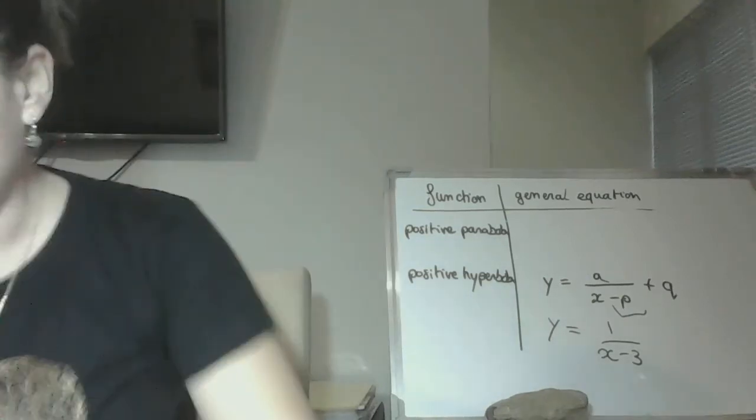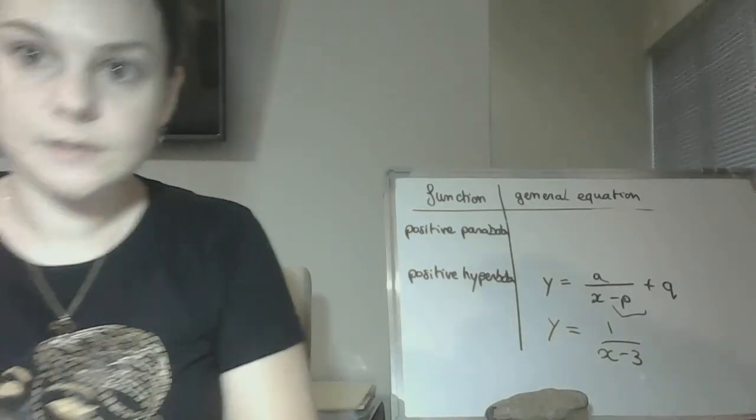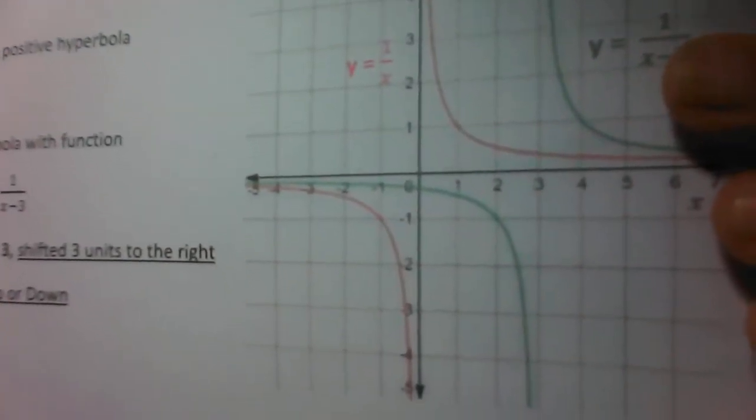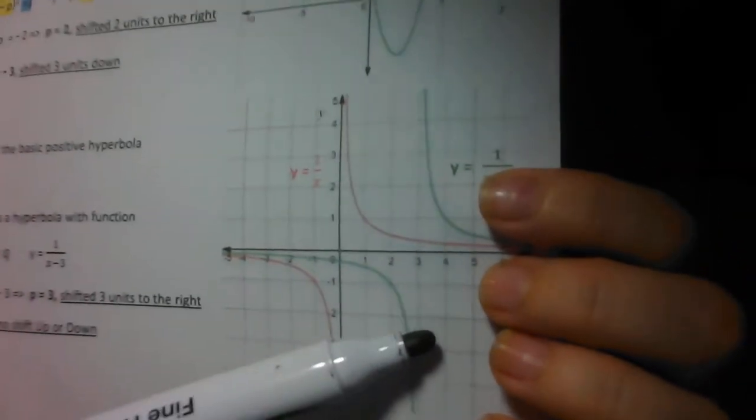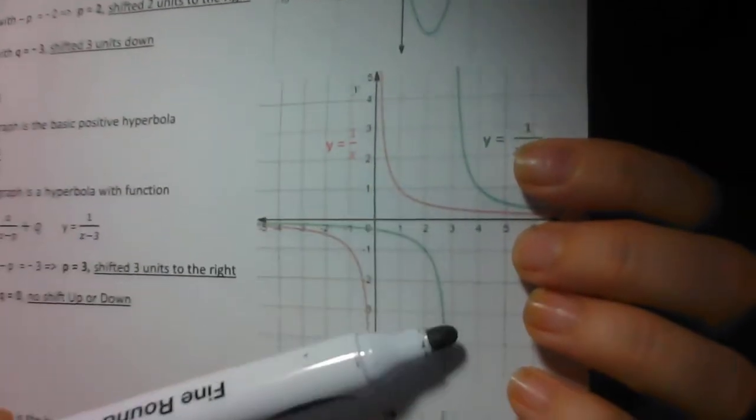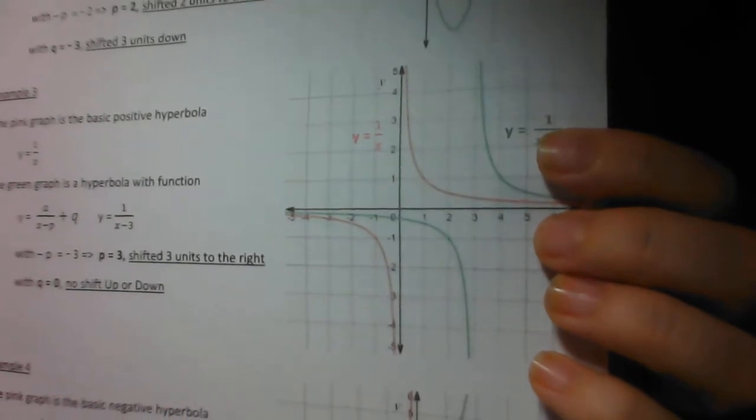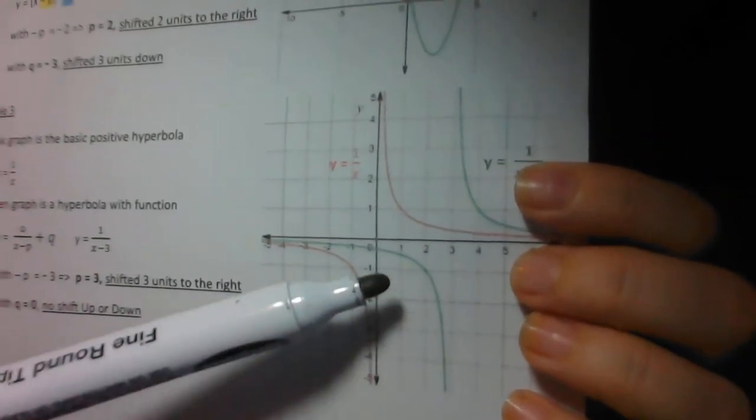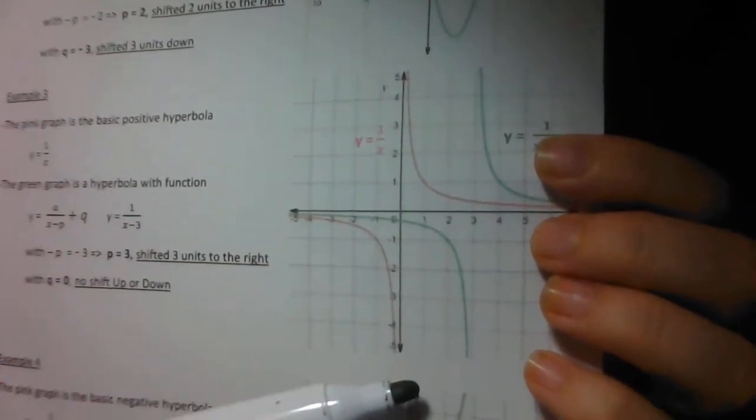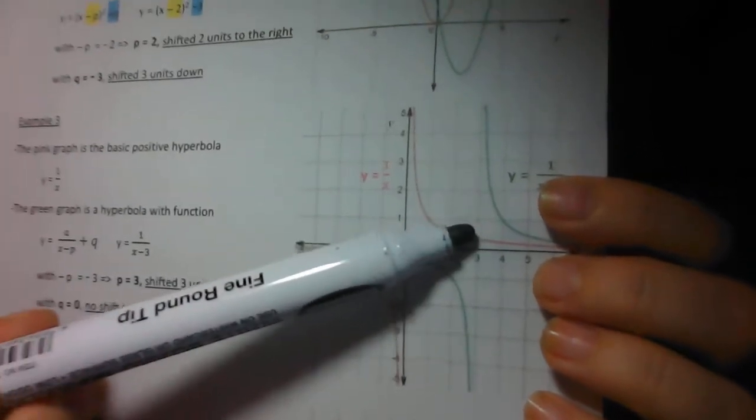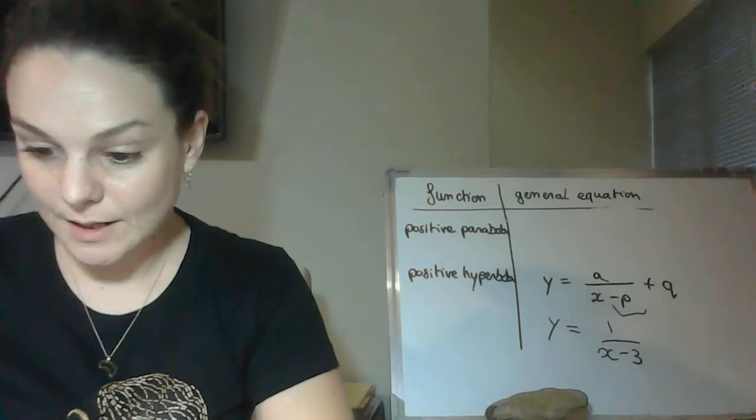Look at the diagram. The pink one is centered and the green one is shifted 3 units to the right. You see now the center of this green one is x equals 3. That's here. And before it was the y-axis, x equals 0 there. So that's a shift of 3 units to the right. Alright?